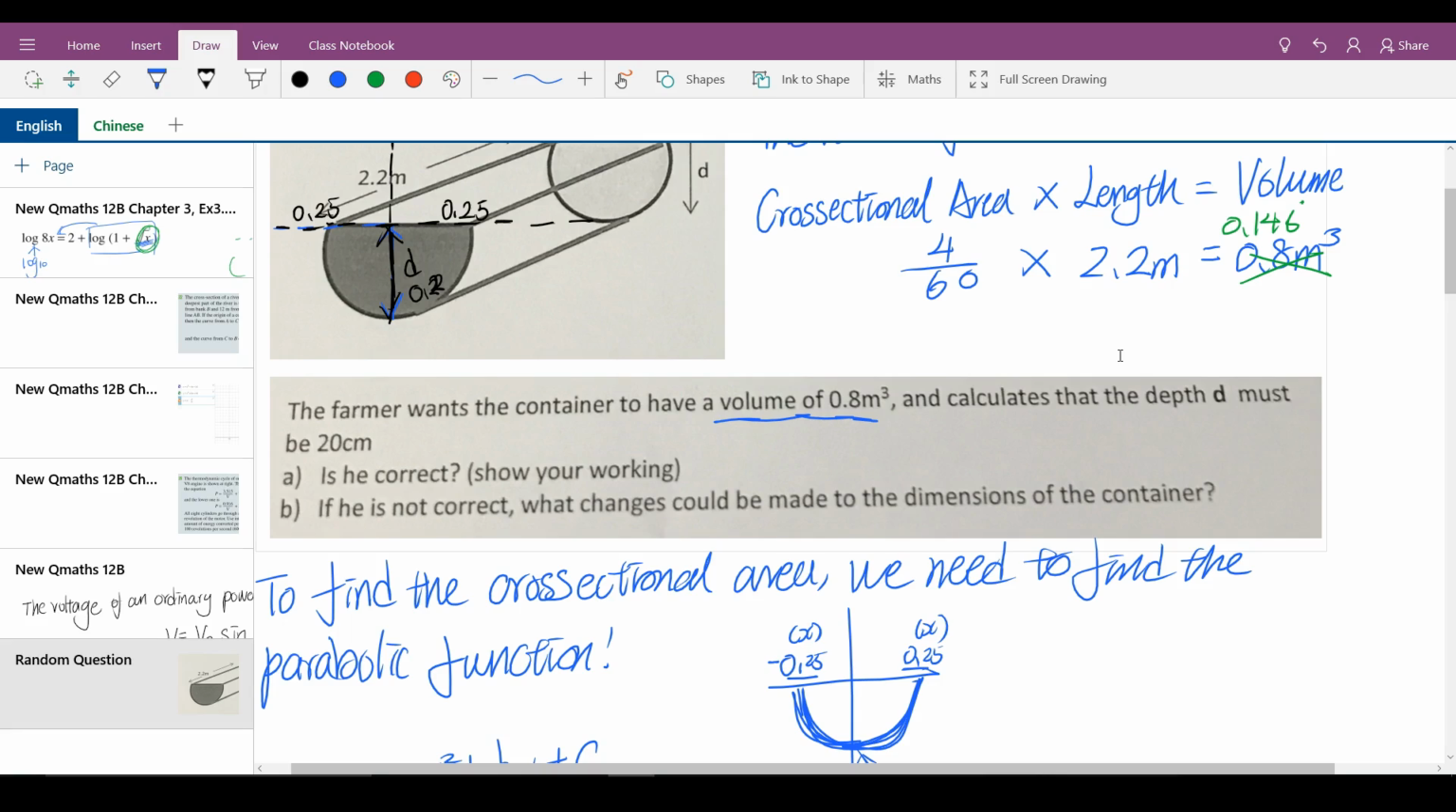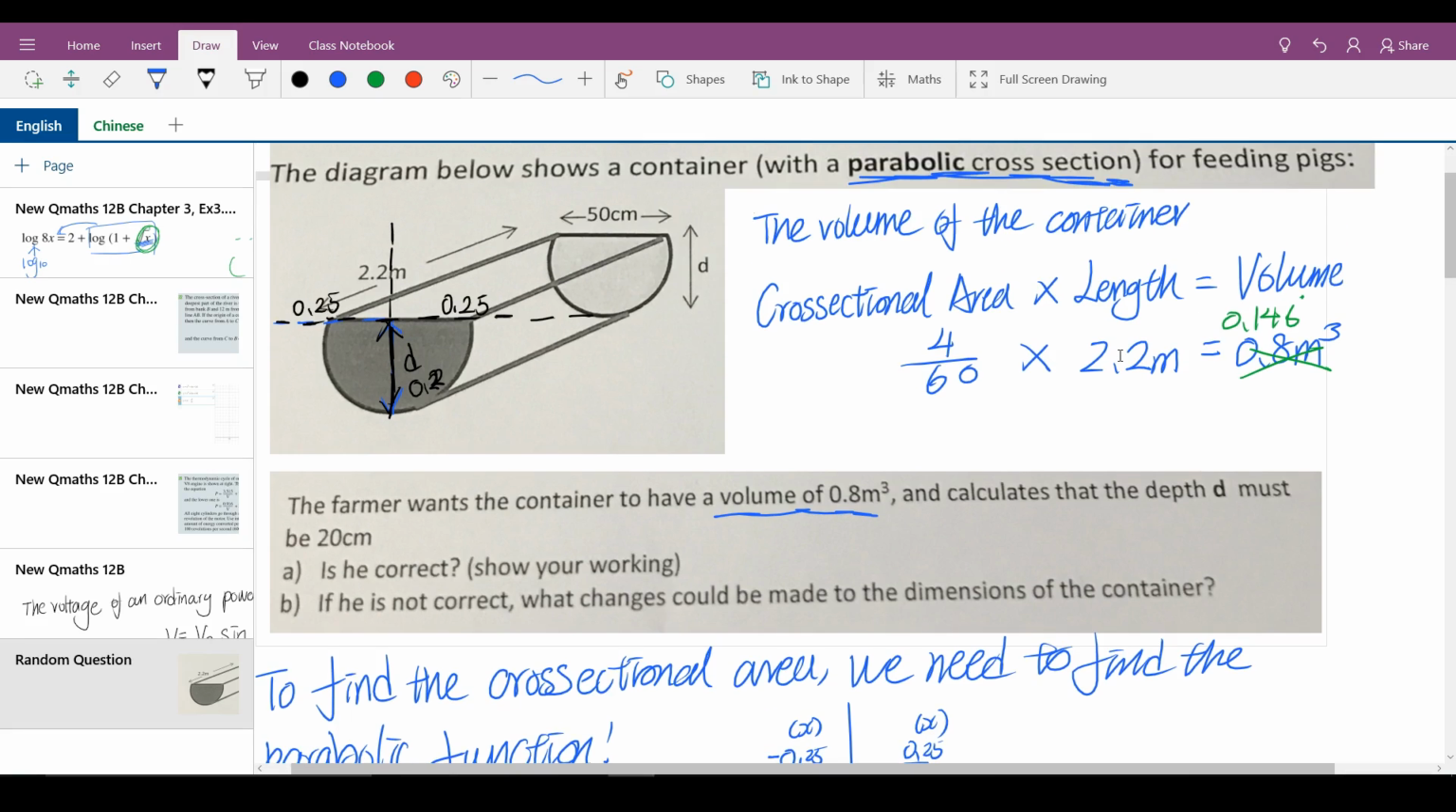So if he's not correct, since there's a second question there, I mean, come on. Logically, you'll be thinking he's wrong, or else you wouldn't be able to do this, or else you will need to do the second question. Come on, guys. Common sense. If he's not correct, which in this case he's not, what changes could be made to the dimension of the container?